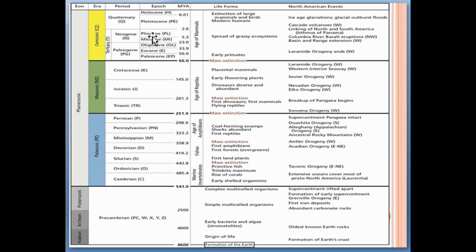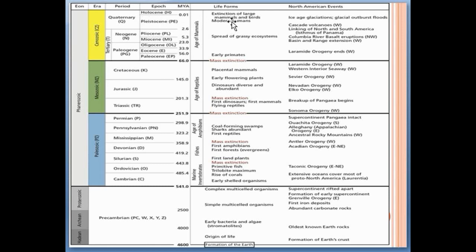Again, periods are subdivided into epochs. An epoch is a finer subdivision of the geological time scale, or you can say the smallest subdivision of geological time. See here, these are the Holocene, Pleistocene, Pliocene, Miocene, Oligocene, Eocene and Paleocene. So we are currently living in the Holocene.